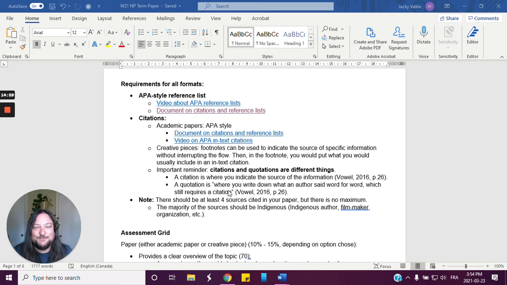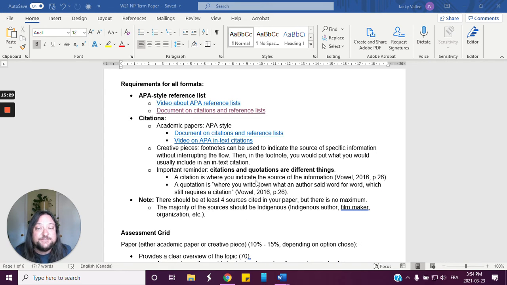Okay. So here, citation, you indicate the source of your information, regardless, even if it's paraphrased. So it looks like this, right? So Vowel, 2016, page 26. And then I have to do that definitely with a quotation. For regular citations for paraphrasing, you don't always have to put the page number. It's safer, when in doubt, just put it. Okay? But it's definitely obligatory for direct quotations.